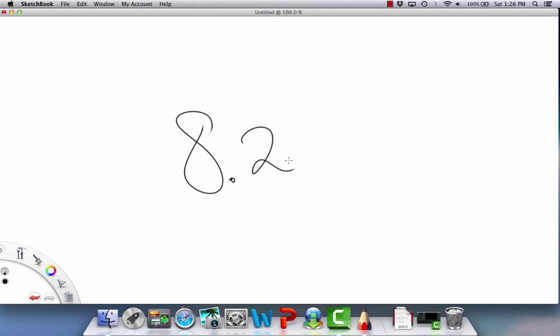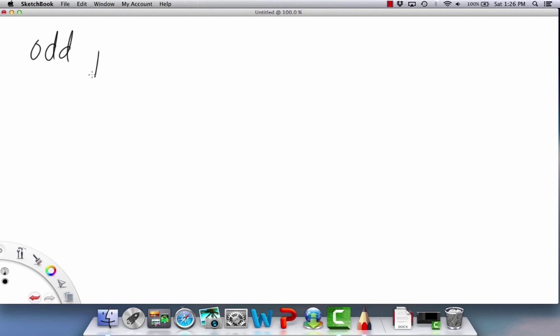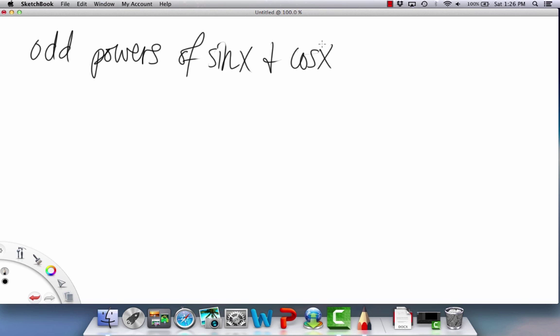Trigonometric integrals. So we'll jump right into it. When you're given an integral with odd powers of sine x and cosine x, okay, let's do an example.